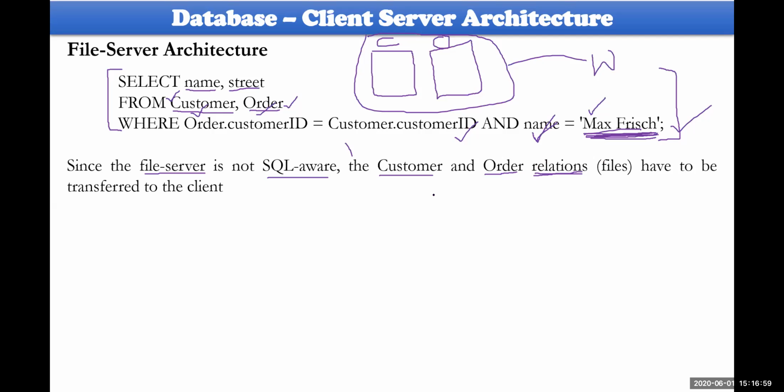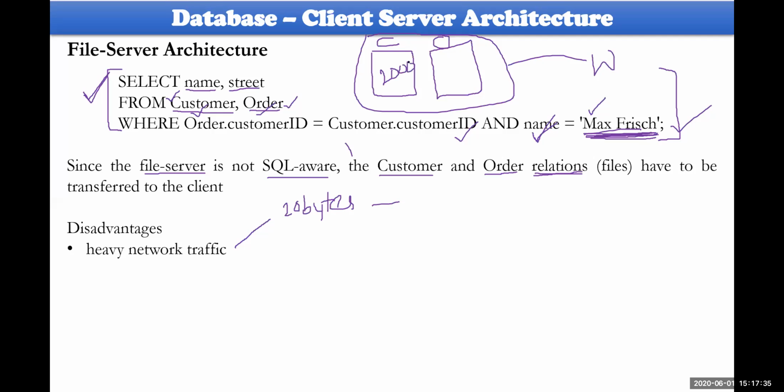Because of these reasons, let us see the disadvantages. Heavy network traffic. What does it mean? Let me explain. For this particular query, you are expecting only 20 bytes of data. But what does the file server actually do? It sends approximately, let us consider 1,000 rows, 1,000 into some 2 kilobytes, so 2,000 kilobytes will be available here. And 10 lakh rows, so 1 terabyte of information is available within this one.